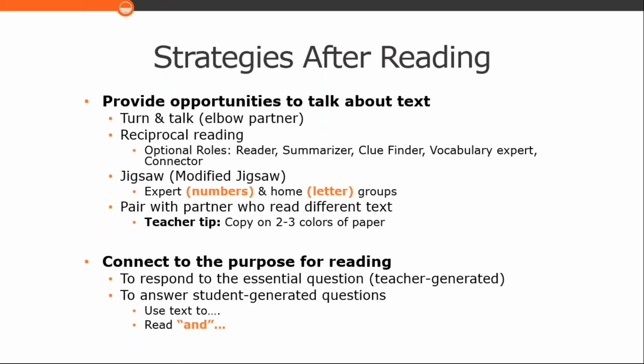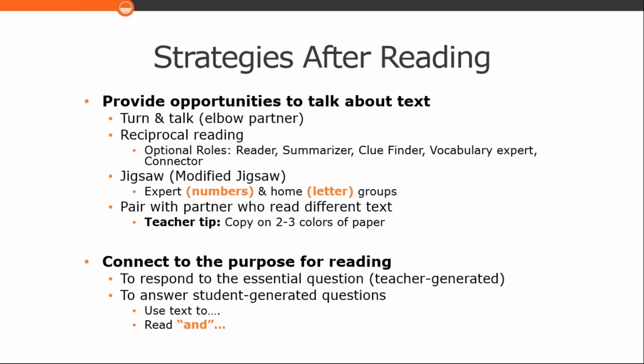I have also used a modified jigsaw and used expert and home groups. And expert groups were number groups and home groups were letter groups. And I would give each expert group a piece of text. It could be a section out of a textbook or a short excerpt of a primary source. And all the ones, I would number them off 1 to 5, however many different texts you have. All the ones would get together, I would give them their text and they would work through it together and become experts on it. Then everybody in those expert groups got letters, so A, B, C, D, E. So in expert group number 1, you would have a 1A, a 1B, a 1C, a 1D.